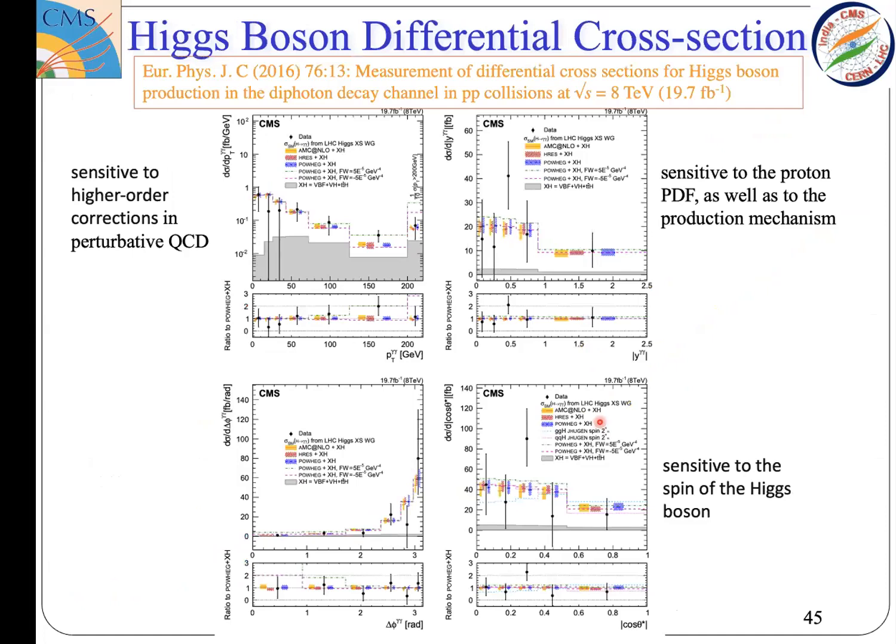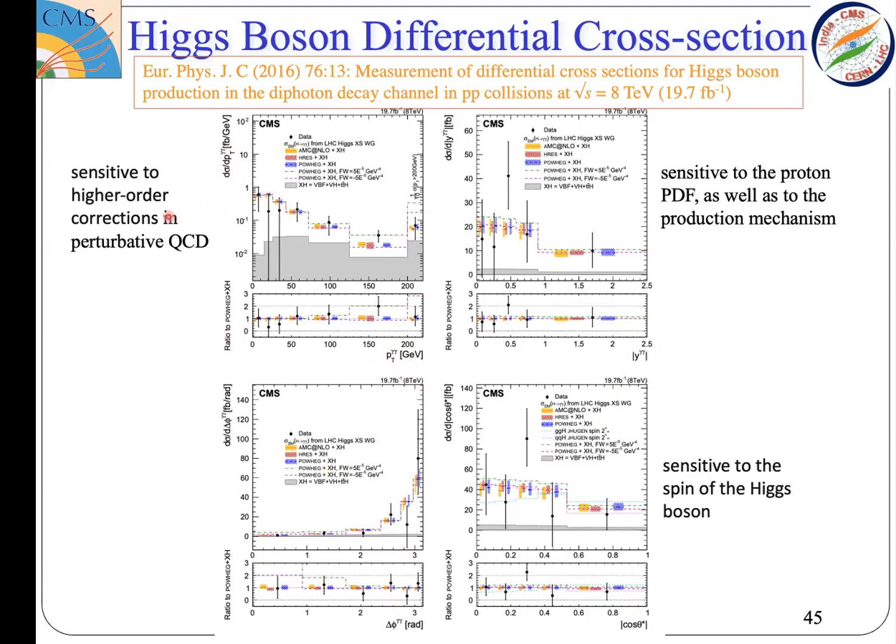This is basically the last one, and I mean, the analysis is very important. It's just that due to paucity of time, I am not going to explain a lot. However, this is the measurement of the differential cross section with the data in the diphoton decay channel. Now, what I'm showing here is, for example, the differential cross section for pT of the diphoton, rapidity of the diphoton, delta phi, and cos theta star in the Collins-Soper frame.